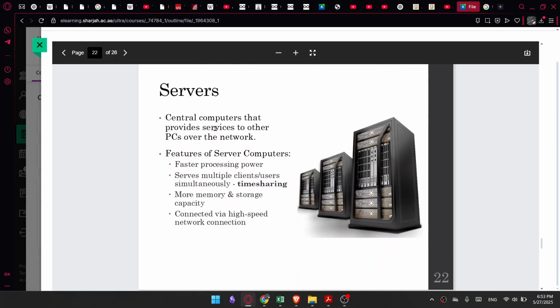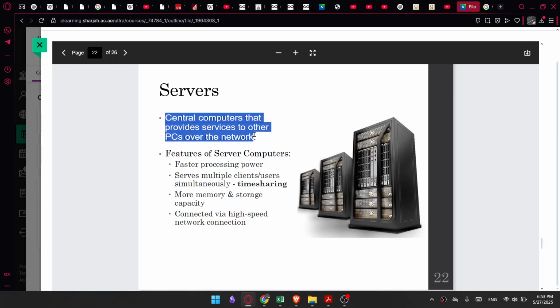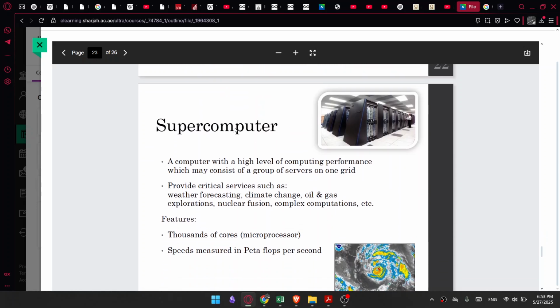A server is a central computer that provides service to other PCs over the network, and servers are always bigger than PCs. It is bigger because it contains more storage and memory capacity, and it is connected via a high-speed network connection. Its faster processing power serves multiple client users simultaneously, time sharing.